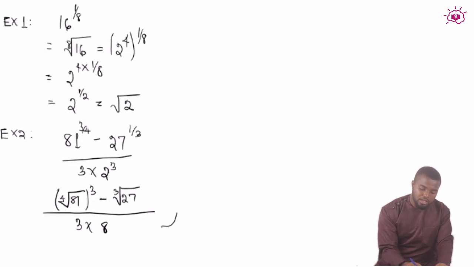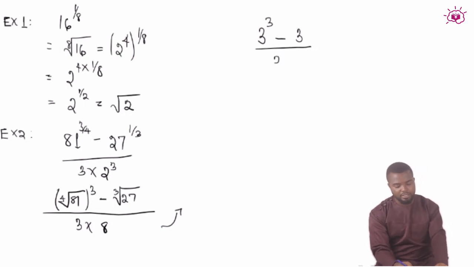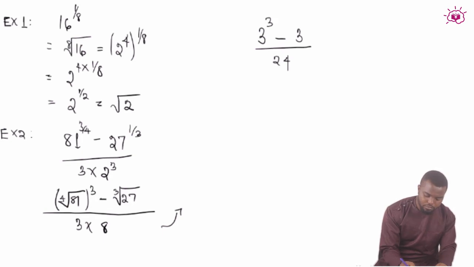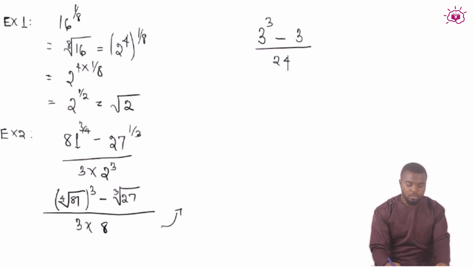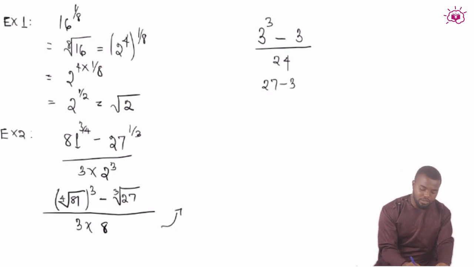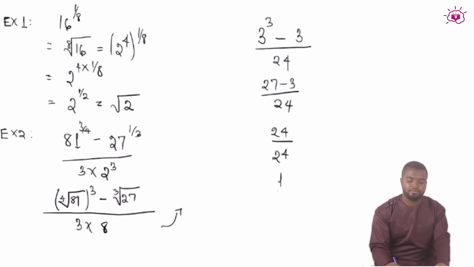So the 4th root of 81 is 3, you all know that, minus the cube root of 27, which is 3. So that yields 3 raised to the power 3 minus 3, all over 3 times 8, which is 24. That is 3 raised to the power 3 is 27, minus 3 is 24, over 24, and that gives us a result of 1. I hope you understand this.